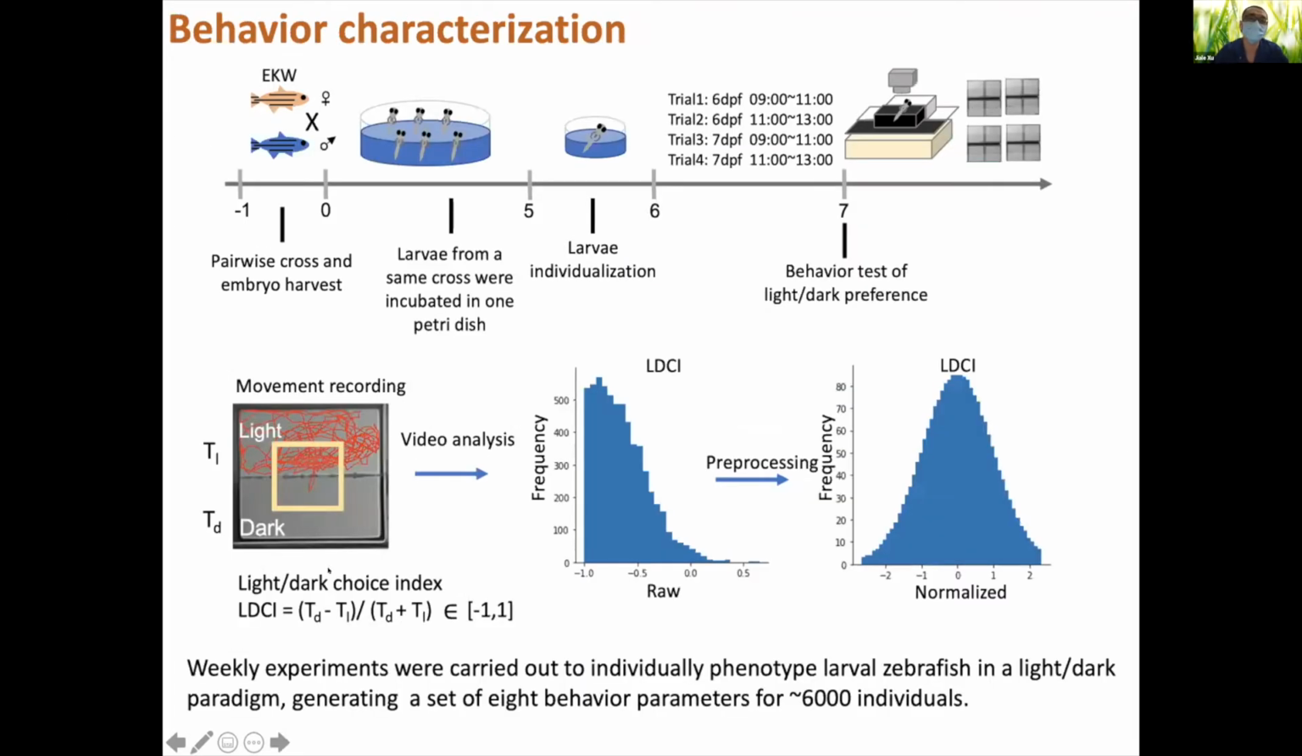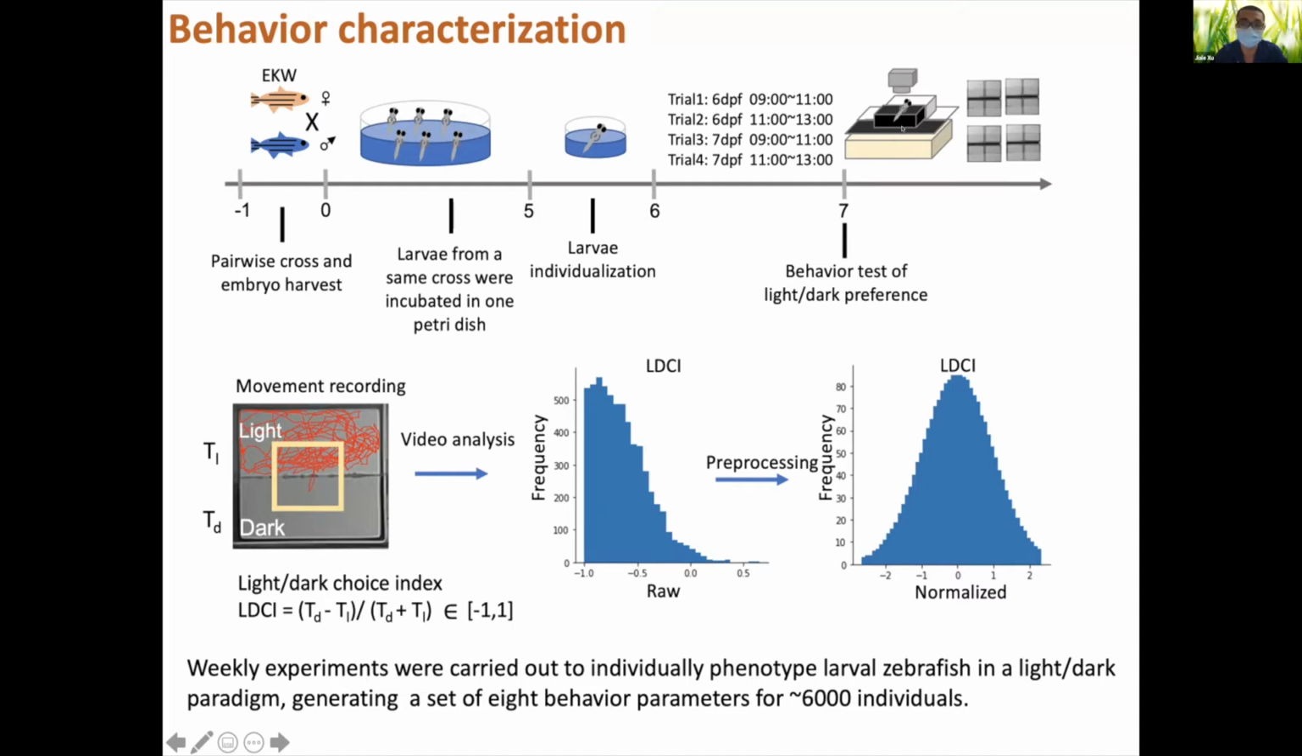So to test the behaviors, we carried out weekly experiments, and each week we set up about 20 pairwise crosses, and then we collected an equal amount of larvae from each successful cross to make a total of 192. And at 6 dpf, we submit those 192 individuals into an arena where only half of the arena is illuminated and the other is not illuminated.